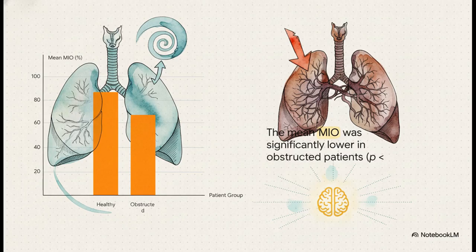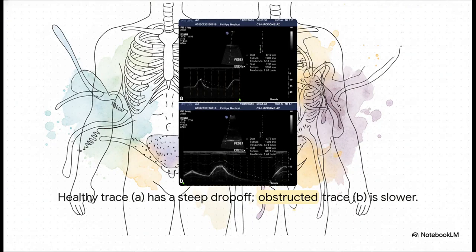That's some really solid initial proof that MIO can tell these two groups apart. This slide just makes it so clear. Look at the trace on the left. That's from a patient with well-controlled asthma. See how steep and fast that upward slope is? That gives you a high MIO.